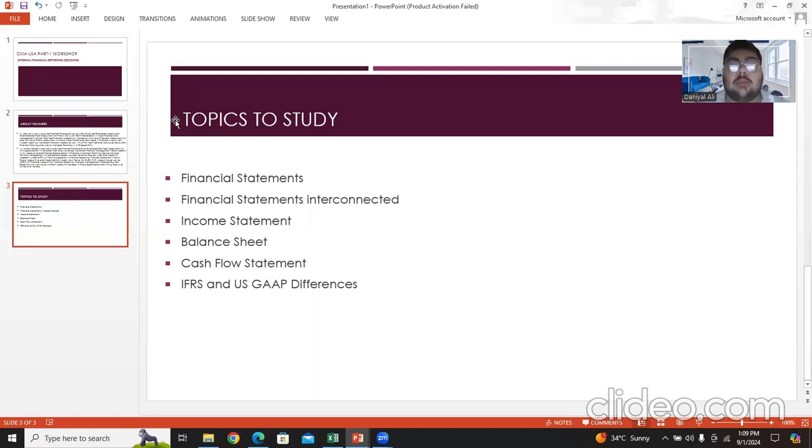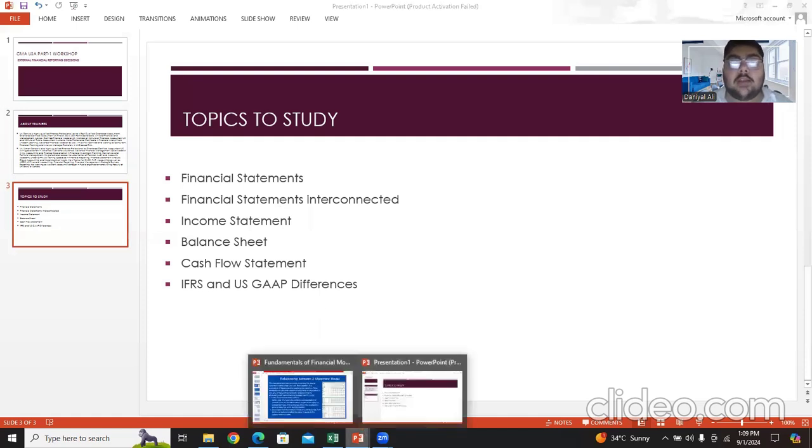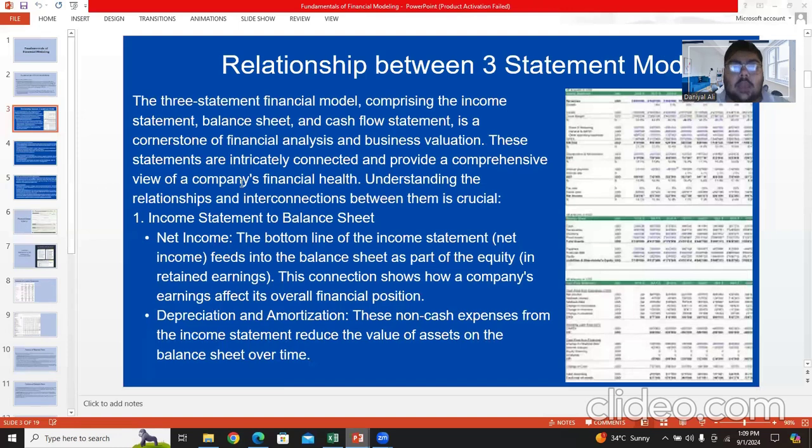Your financial statements are connected side by side, and their connections are very important for your understanding. If I look toward the connections between my financial statements, you can see that very deeply. Let me move towards my next slide. Here, you're going to see the relationship between the three statement models.